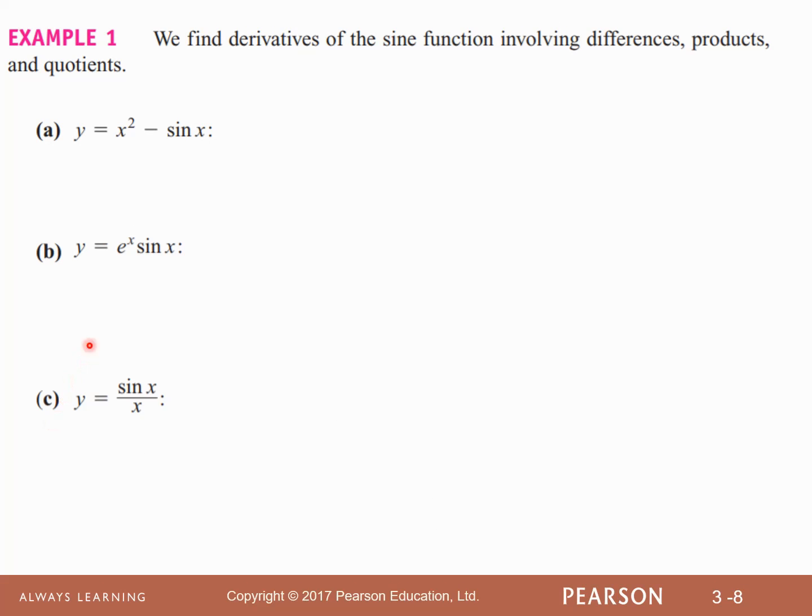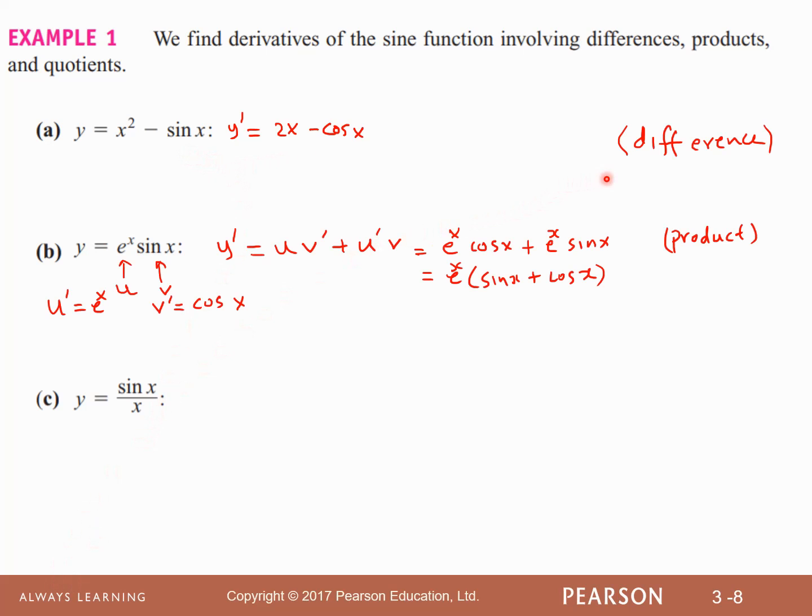Example number 1. We find derivatives of the sine function involving differences, products, and quotients. To start with, let's go ahead and get with problem number A. y equal to x squared minus sine x. To get the derivative of y, we do the derivative of x squared, and then we do the derivative of sine x. So y prime is equal to 2x, which is the derivative of x squared, and then cosine x, which is the derivative of sine x. And this is an example of a difference.